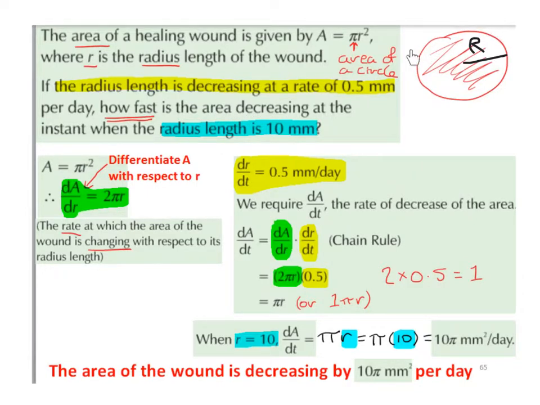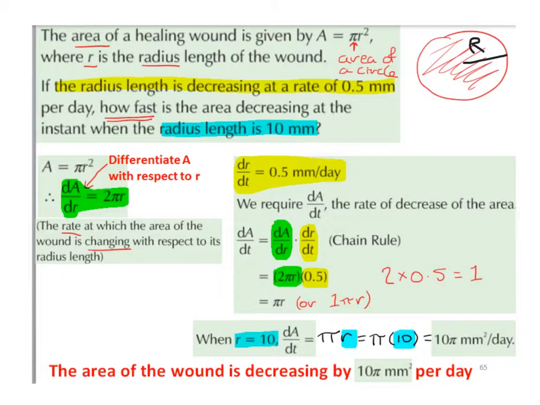So the area of the entire circle or wound. We're interested in how fast this entire area is decreasing, specifically when the radius length is 10 millimeters. So when this radius length is 10 millimeters, how fast is the overall area decreasing or getting smaller? So how fast is the wound healing? So we know that the area of the circle or the wound is pi r squared.